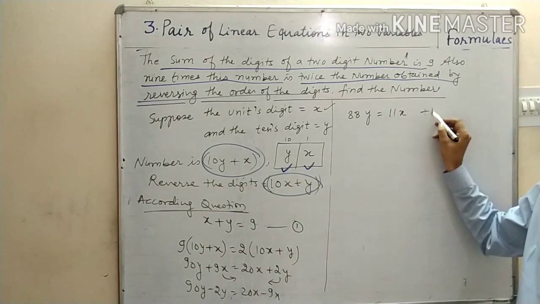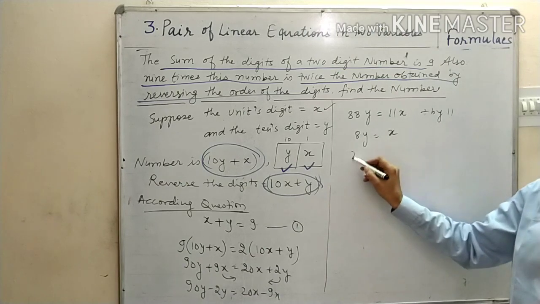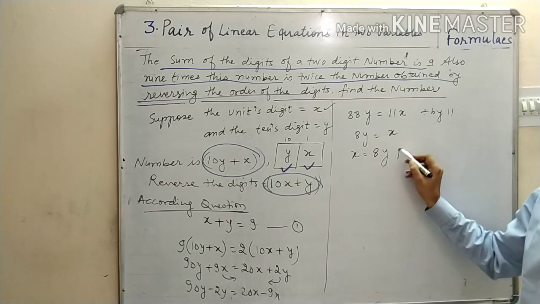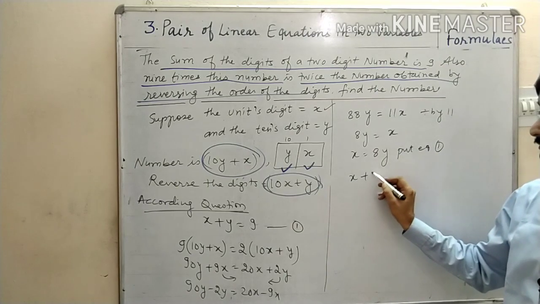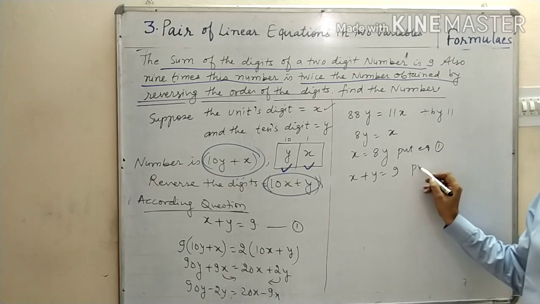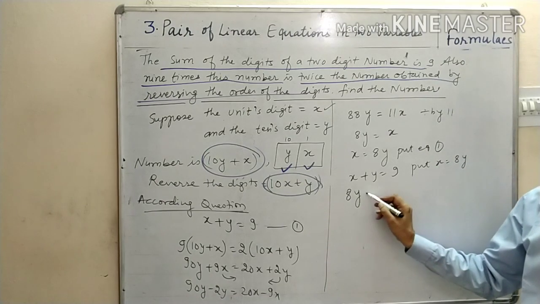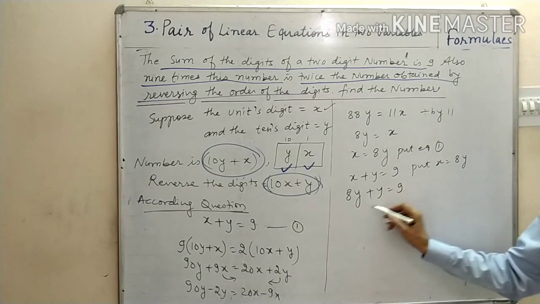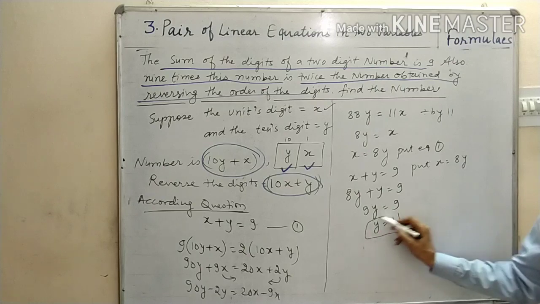Both sides you can divide by 11. You get 8y equal to x. So you get x equal to 8y. That you put in equation 1: x plus y equal to 9. Here you put x equal to 8y. In place of x you put 8y plus y equal to 9. So 9y equal to 9. Y equal to 1.